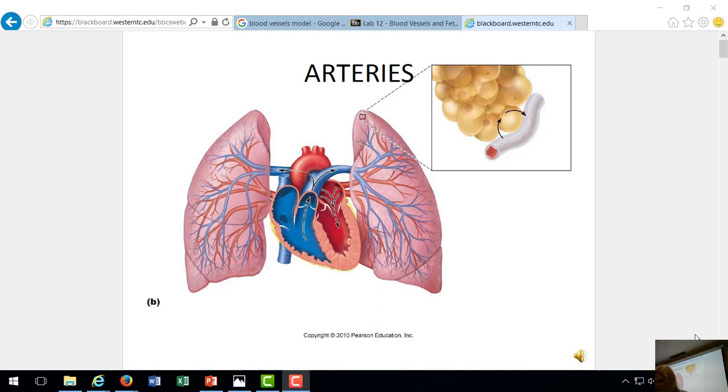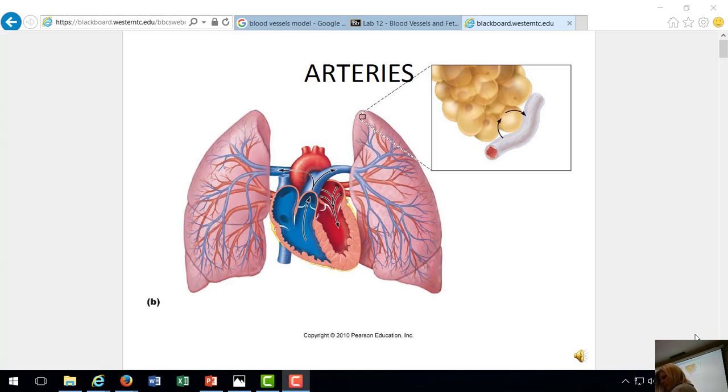All right, we are on page 24 in the lab packet today, looking at the blood vessels. So finishing up the cardiovascular system. This is the vascular part of the cardiovascular system. We're going to cover pages 24 and 25 in your lab packet.